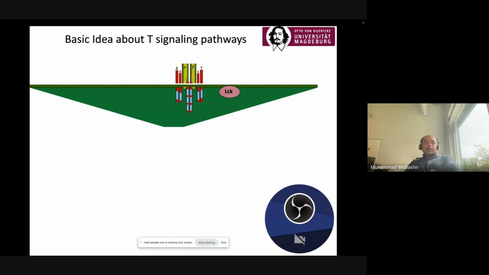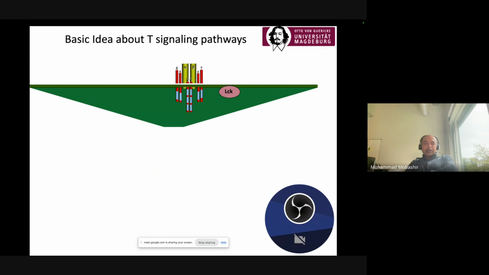In general, when we are talking about a signaling pathway, it starts from a receptor, which receives the input signal to trigger the internal signaling process. That means the cell signaling. And then finally, it passes the information or signal to the nucleus.